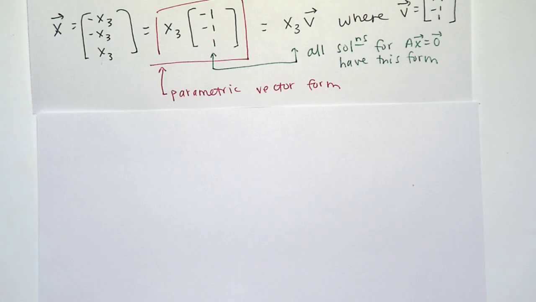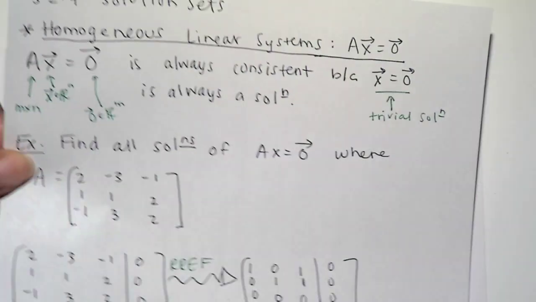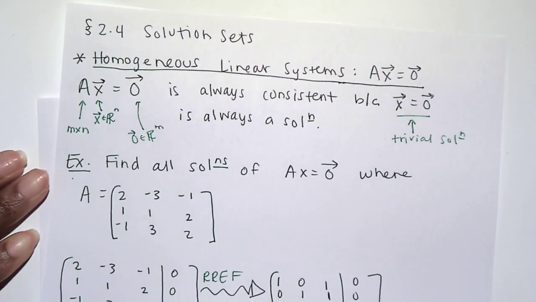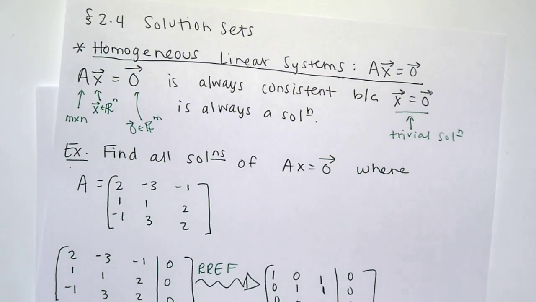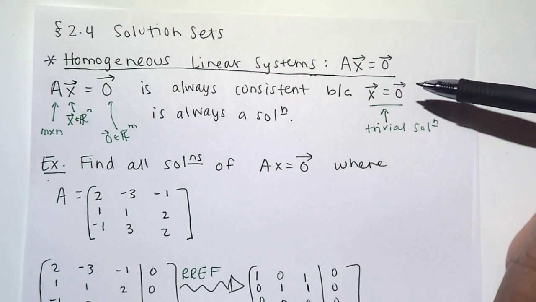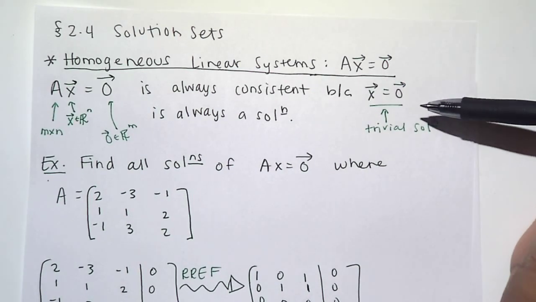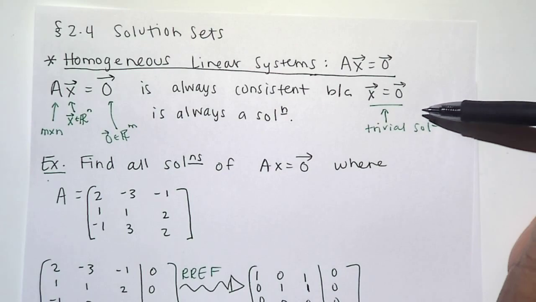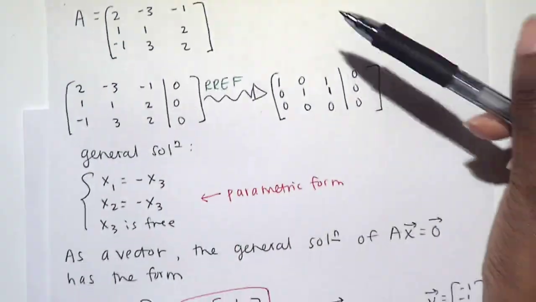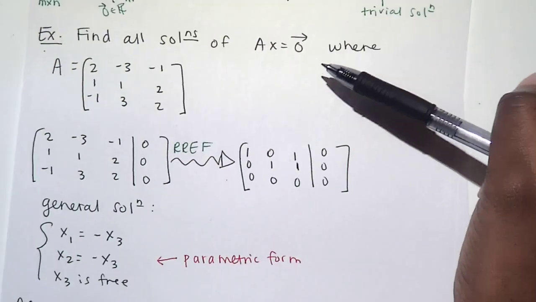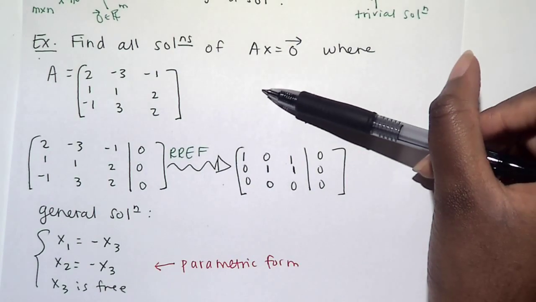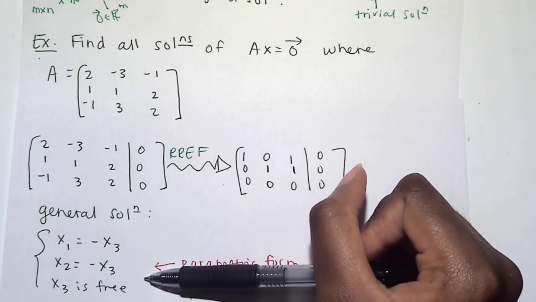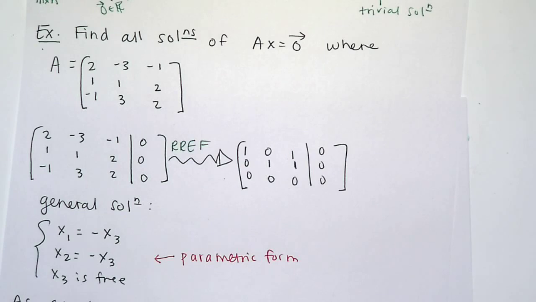All right, so I want to briefly recap what we just did in the last video. We talked about homogeneous linear systems where we set AX equal to 0, and we know there's always going to be a solution, the trivial solution. However, in this example, when we were finding all of the homogeneous solutions for this matrix, we actually found infinitely many solutions. So more than just the 0 vector was the answer.